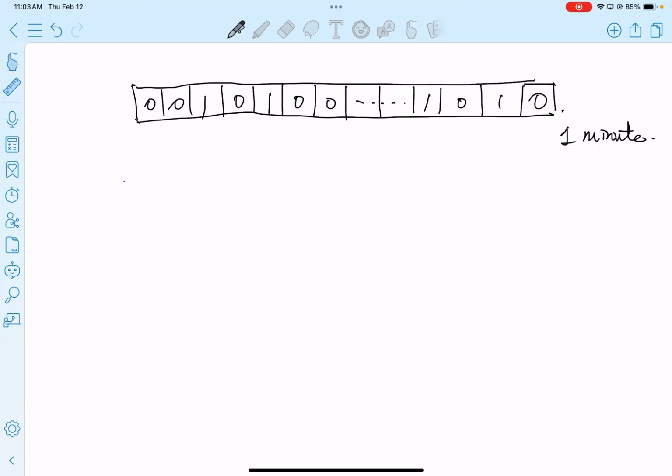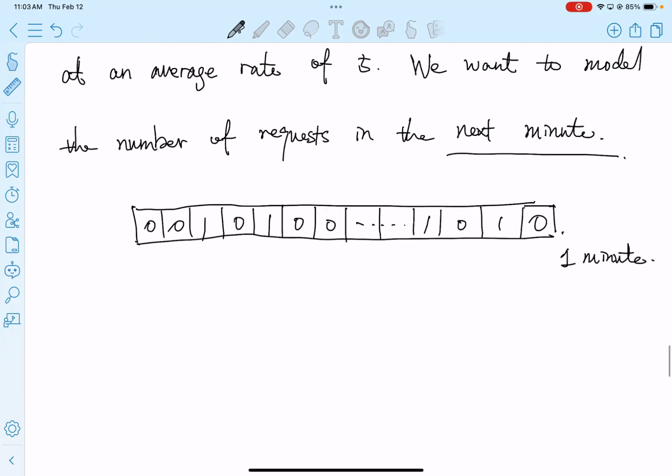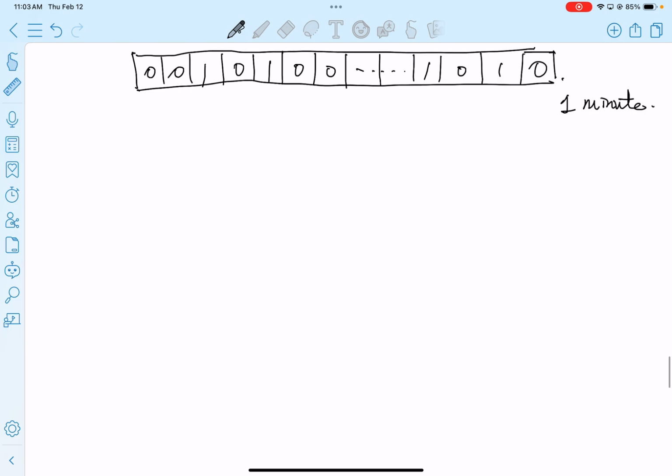Essentially, if we are interested in the number of requests in this minute, X will follow a binomial distribution where you are flipping 60 coins, and the probability for each of them is equal to 5 over 60. So you will receive 5 requests in these 60 seconds, and the probability of landing on head for each of the coins is about 5 divided by 60. Okay.